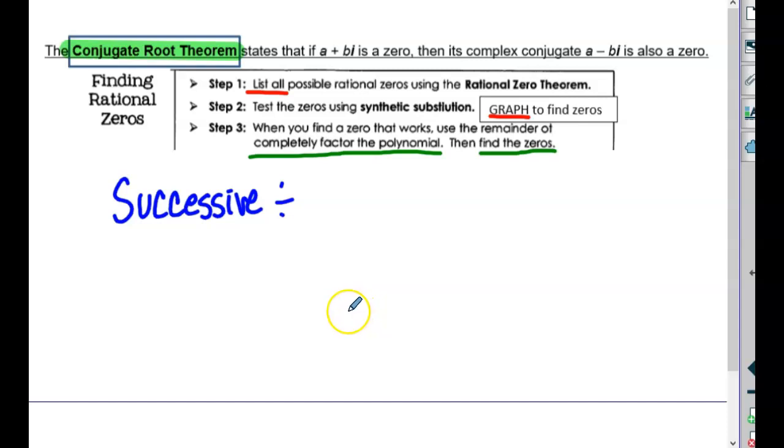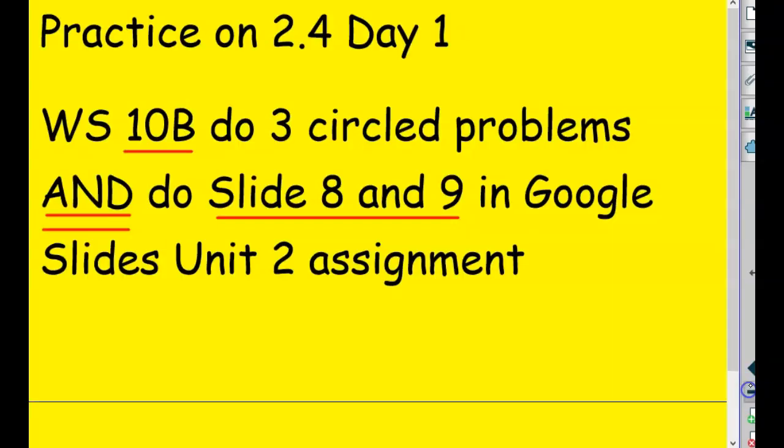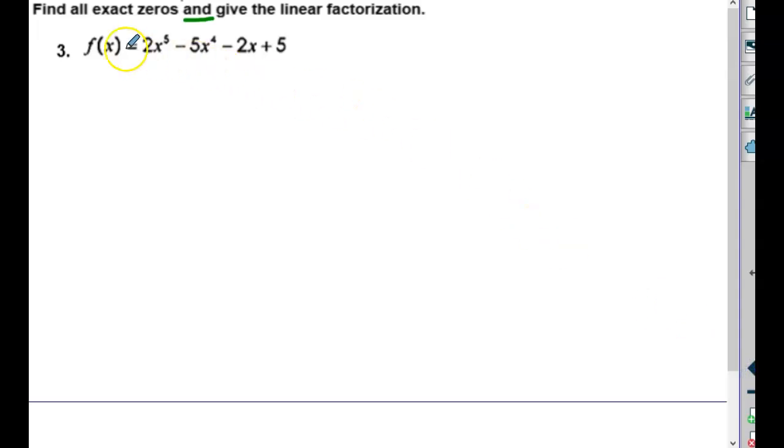So eventually when it asks you on the quiz how did you find these or prove these, you're going to say successive division. And I'm sure someone will say successful division or something, and I'll go, yeah, close enough. All right. Find all the exact zeros. Okay, we got 2 questions and we're done. All right, we're just going to do 2 questions.